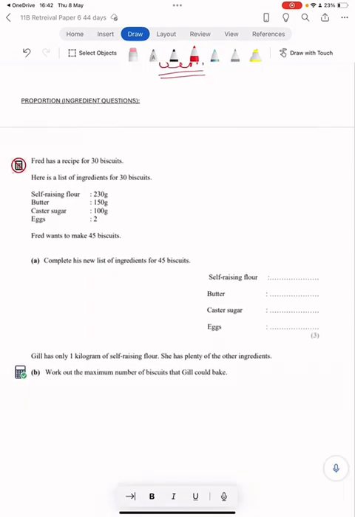Recipe questions. So the first type here is a non-calculator question. We've got a recipe for 30 biscuits, and it's saying, tell me how much I need of everything for 45. So what I always do is make myself a little table. I've got 30 there, I want 45, and I think, non-calculator, what's the highest common factor between those two numbers? And that's going to be 15. And how am I getting from 30 to 15? I'm dividing by 2. And then I'm timesing by 3.